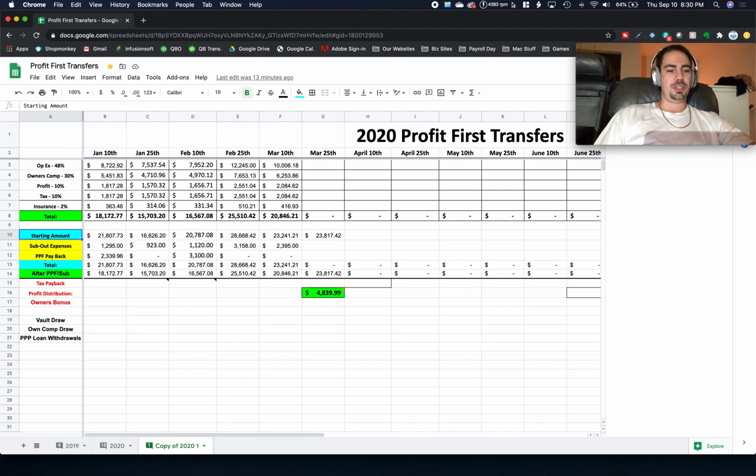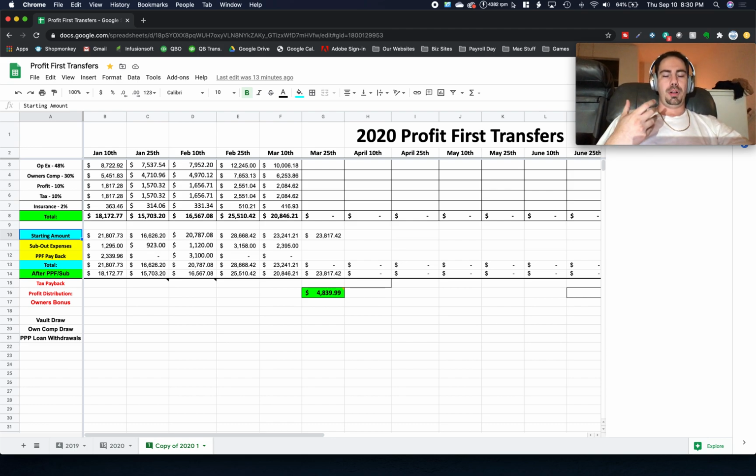So down here we have the starting amount. This is the equivalent to my income account. So when I pull up my bank statement and I'm looking at how much money we have accumulated in our income account, that's where I will list that here.